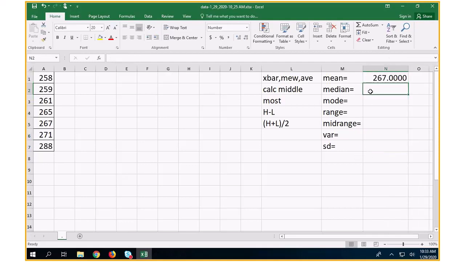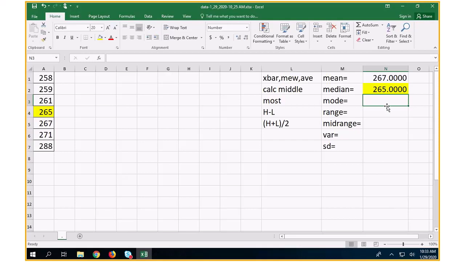So, median. How many numbers do I have? 1, 2, 3, 4, 5, 6, 7. If n is odd, write this down, you just pick the middle. If n is even, you have to take the average of the 2 middle numbers. Write that down. So I'm going to take this and highlight it yellow, and it equals that number.